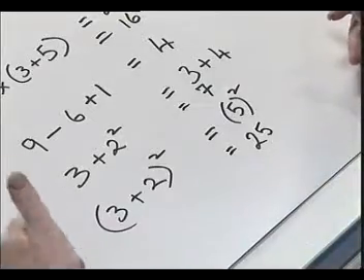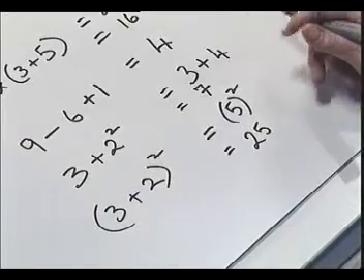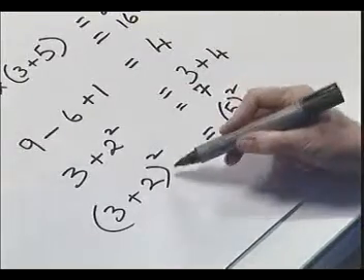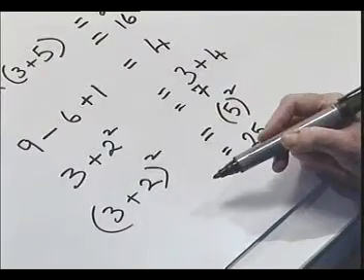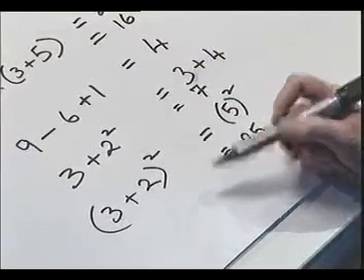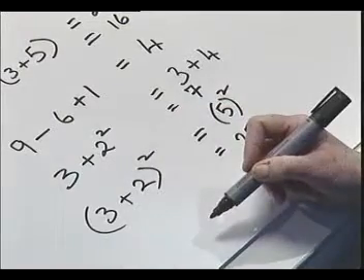Now in these two last examples, we've got the same numbers, and we've got a square, but you've got two totally different answers. And the reason why is in this one, the square is for the things inside the bracket, the 3 plus 2. Whereas in this one, the square relates to just the 2.